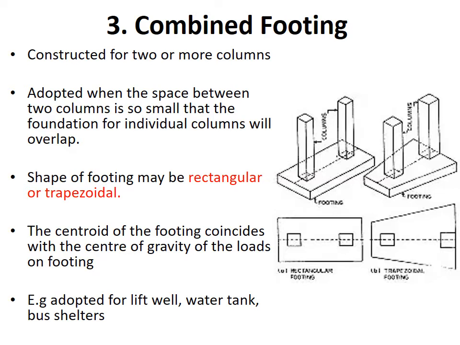Third, combined footing. Combined footing is constructed for two or more columns. It is adopted when the space between two columns is so small that the foundations for individual columns will overlap. The shape of the footing may be rectangular or trapezoidal. The centroid of the footing coincides with the center of gravity of the loads on the footing. Examples of combined footing are those adopted for lift wells, water tanks, bus shelters, etc.